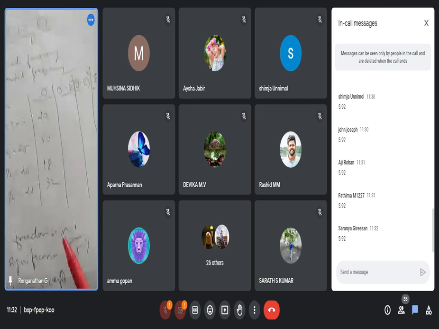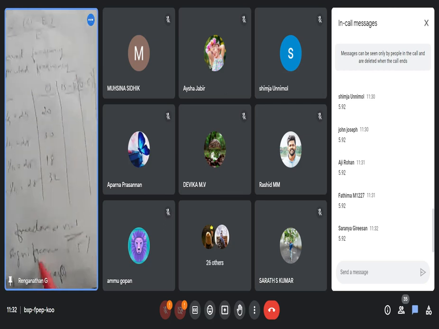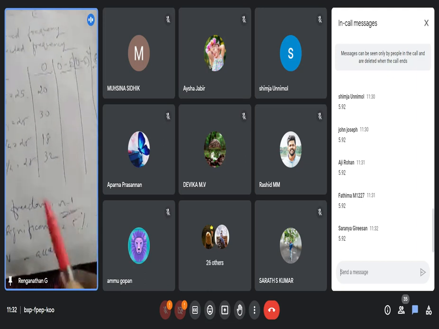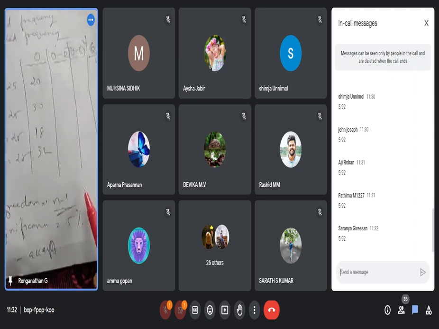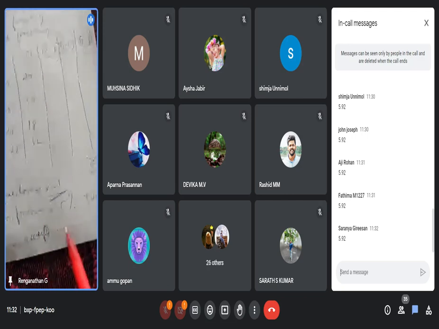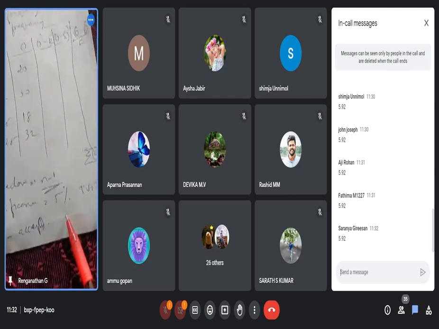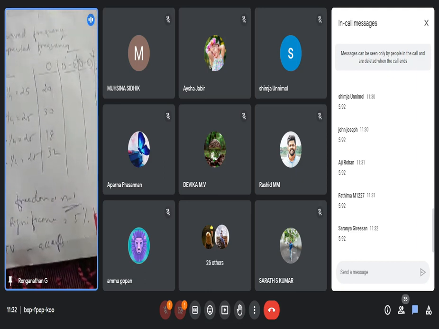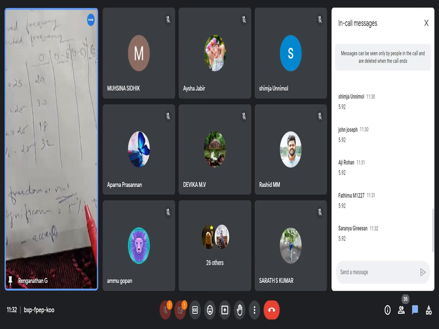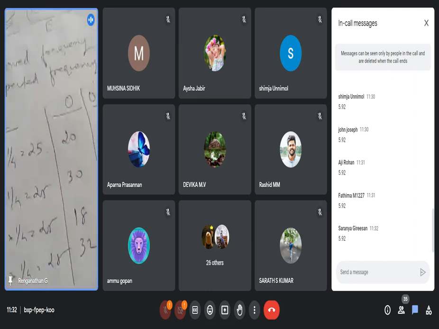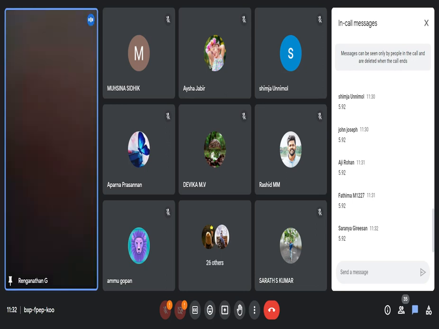So the degree of freedom is equal to n minus 1. That means 4 minus 1, 3. And the level of significance is 5%. 5% means 5 by 100, that means 0.05. And you have to look into the chi-square table for this purpose.